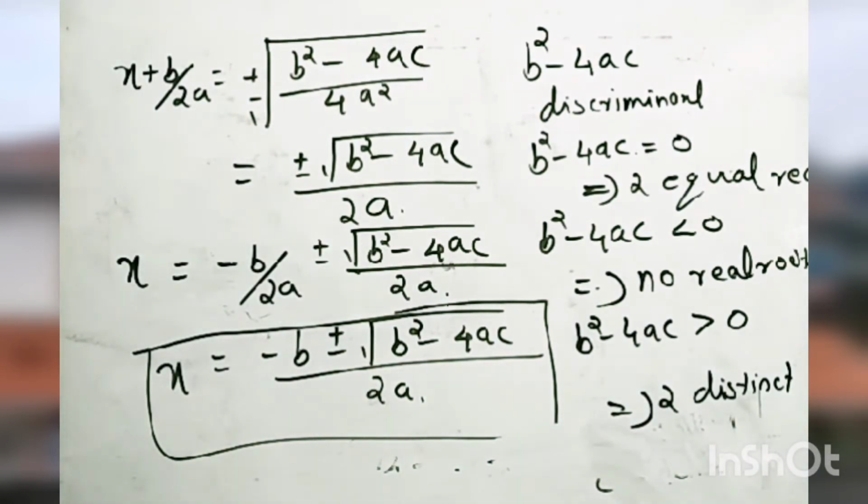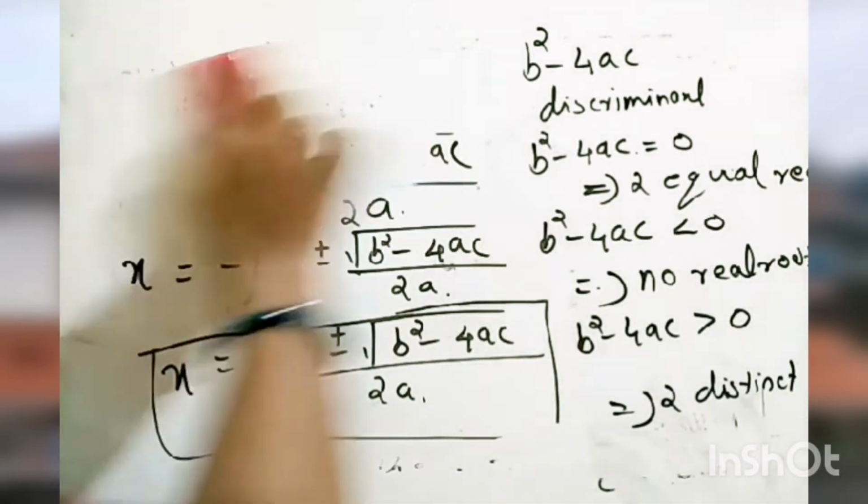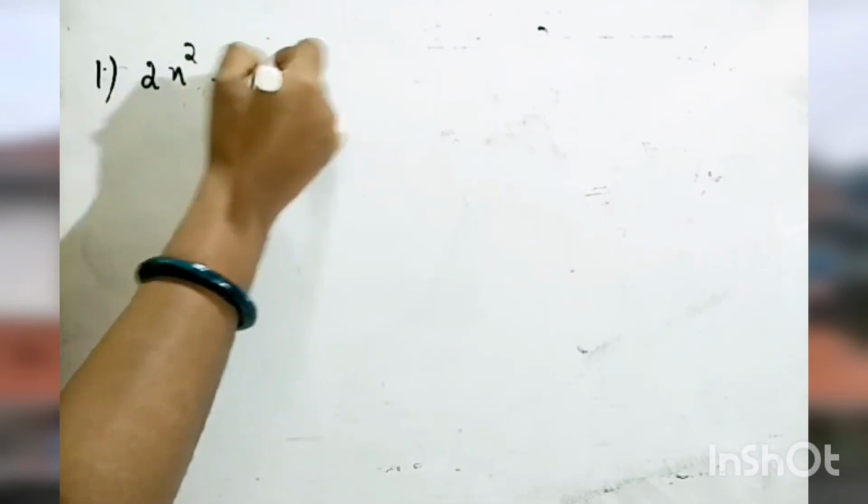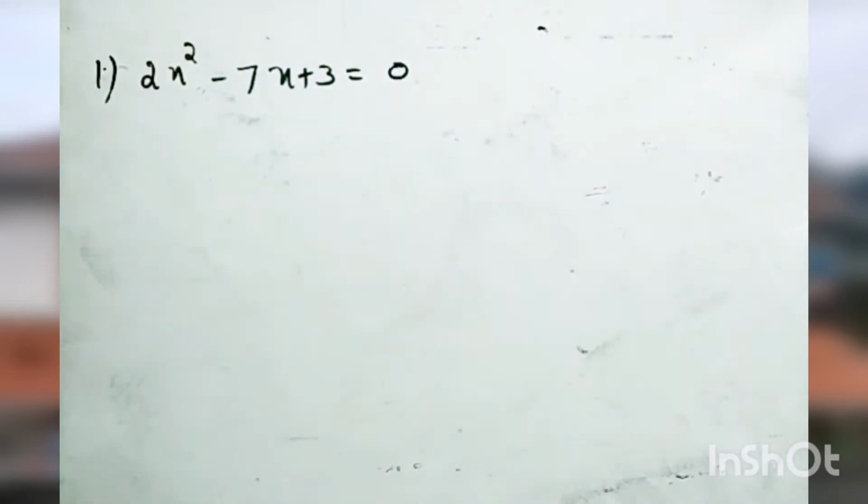Now we are going to do some problems based on this quadratic formula. We need to solve the following quadratic equations by using the quadratic formula. First one, 2x square minus 7x plus 3 is equal to 0.